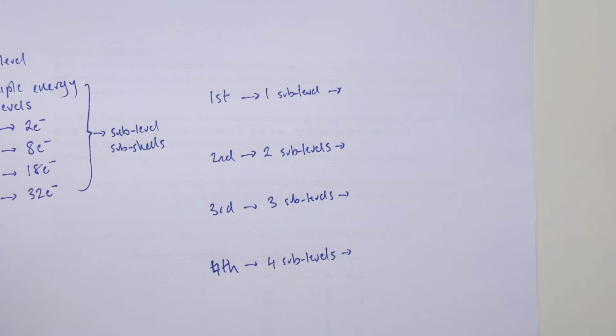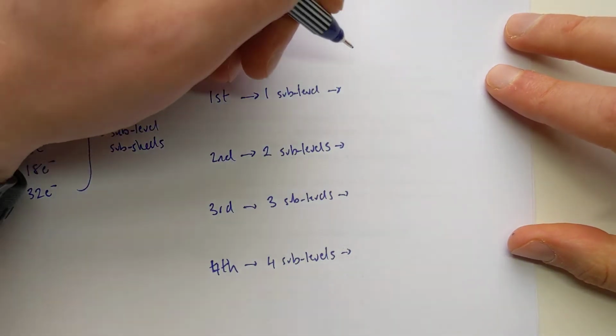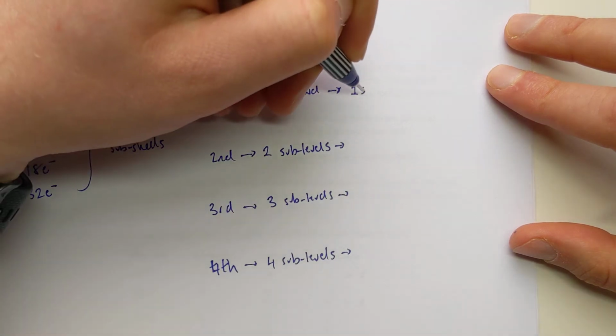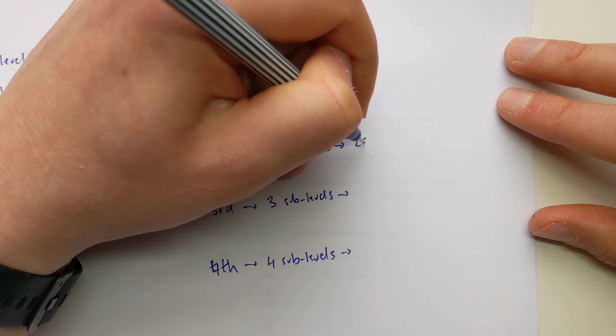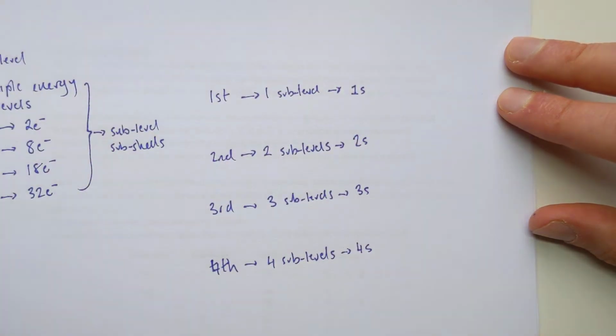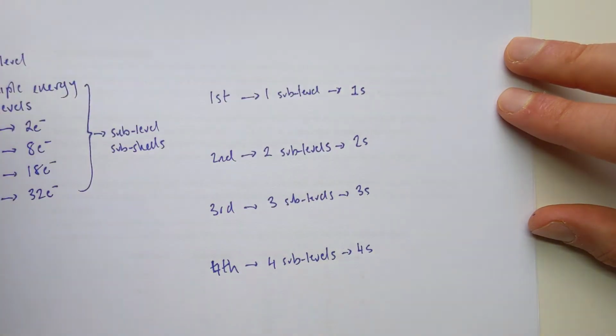Now you might be thinking, well, how do we keep track of all these different sublevels? We give them individual names, and the names are a wee bit funny. The first sublevel, or the lowest energy sublevel of each group, is given the letter S. So the first sublevel will be 1S for the first principal energy level. The first sublevel of the second energy level will be 2S. The first one of the third will be 3S, and so on, 4S. So the lowest sublevel of any energy level is always given the letter S.